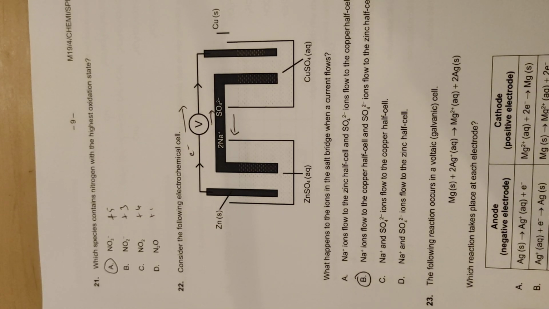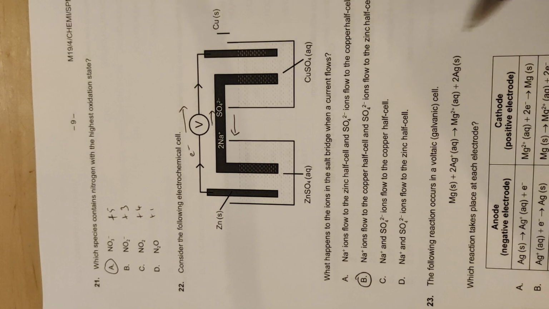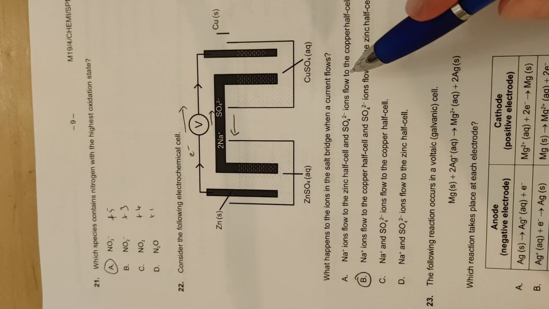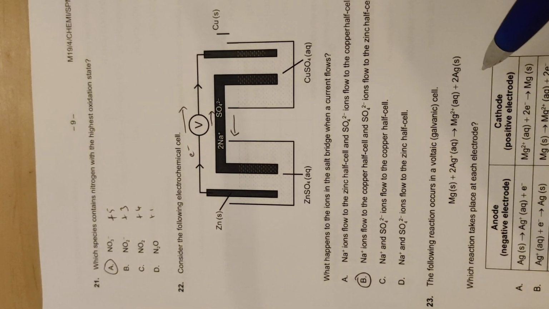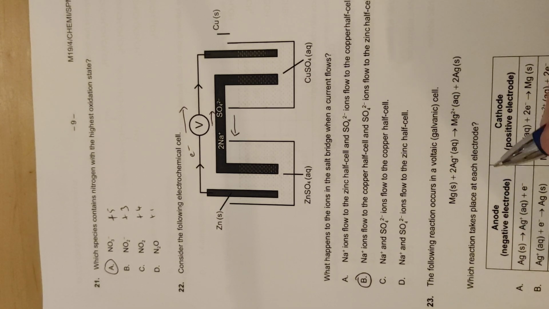The following reaction occurs in a voltaic galvanic cell. So that's an electrochemical cell. In terms of here, which reaction takes place at each electrode? And now, in terms of an anode, what's happening at the anode?